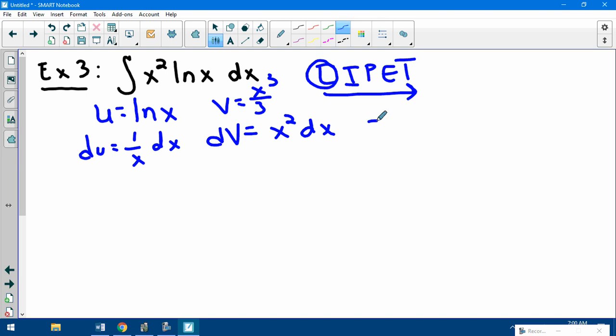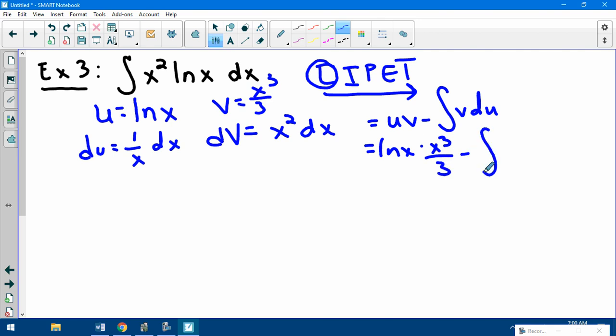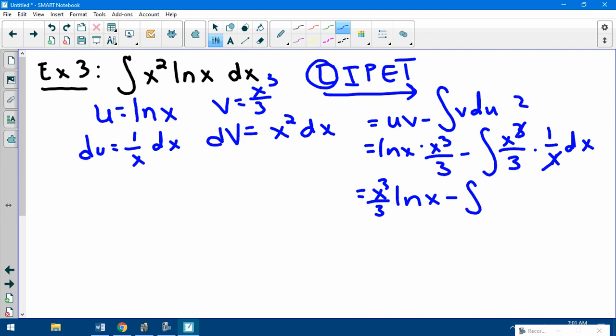Okay, so now I know that this should equal the parts equation, uv minus the integral of v du. u is ln of x, v is x cubed over 3, minus the integral of v, x cubed over 3, du, 1 over x dx. So this is going to be x cubed over 3 ln of x minus, we cancel that, this becomes x squared. So now it's the integral of x squared over 3 dx.